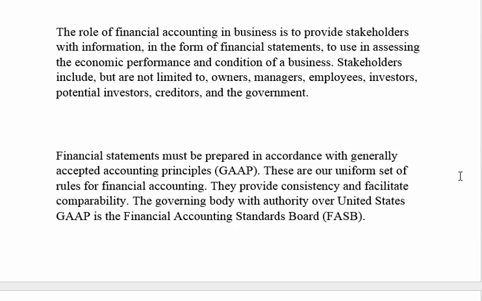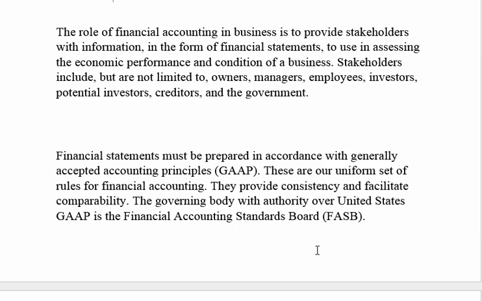By requiring all companies in the United States to use U.S. generally accepted accounting principles, that facilitates consistency and comparability among companies. What we're talking about there, if you're a potential investor, you could take a set of financial statements for Coca-Cola, take a set of financial statements for Delta Airlines, and you could compare those two, decide maybe using those financial statements, which of the two companies you'd like to invest in.